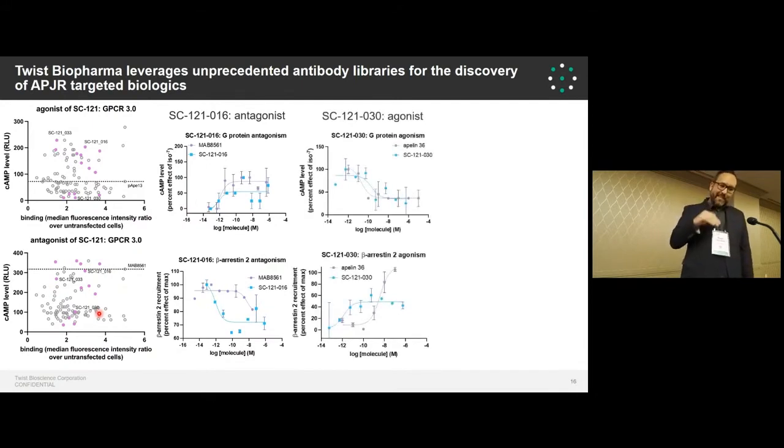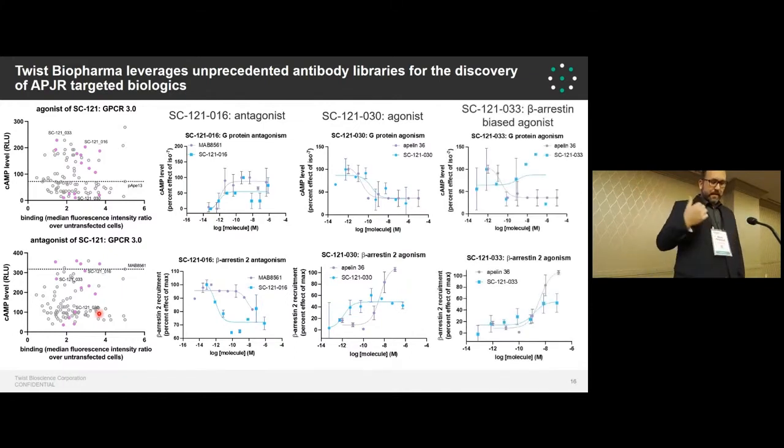H116. Here we have activation of the G protein pathway and partial activation of the beta-arrestin pathway. And I think this is really cool. We're pulling out leads that really don't do anything on the G protein pathway but activate the beta-arrestin pathway. So partial agonists, or biased agonists.